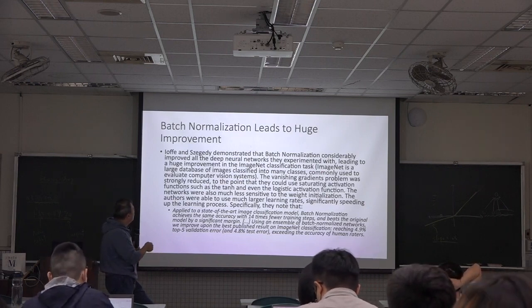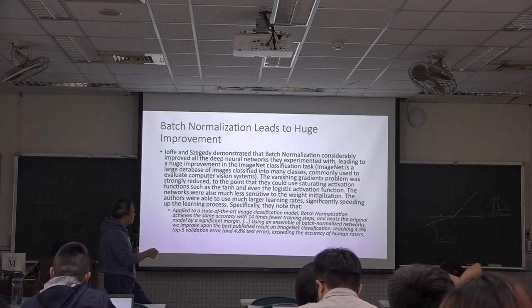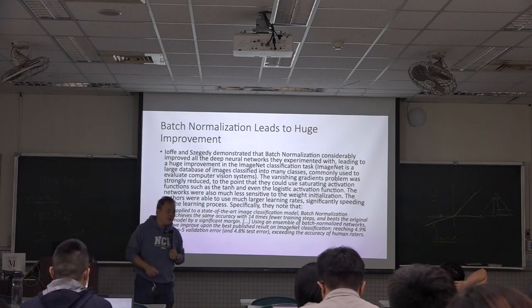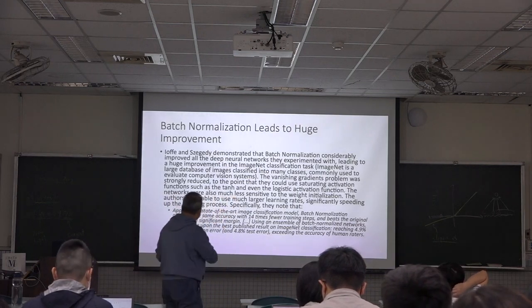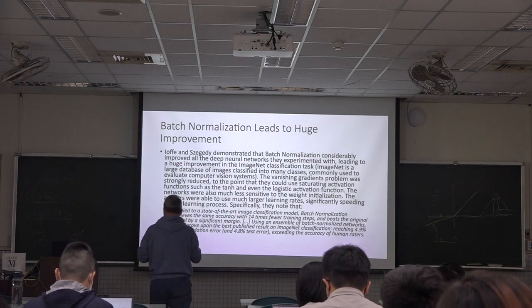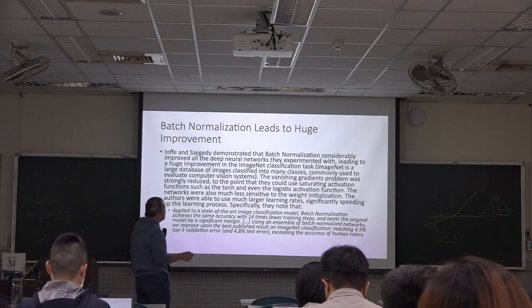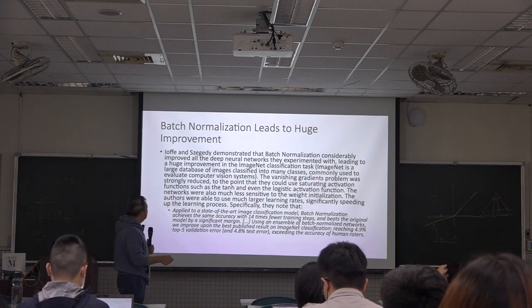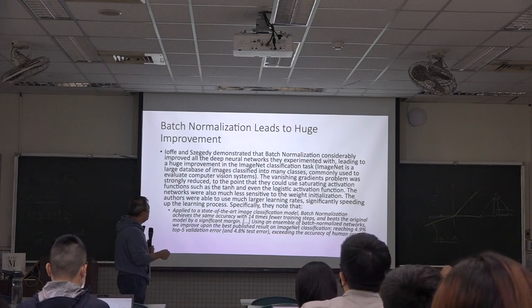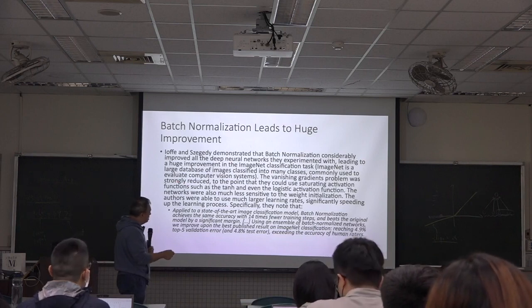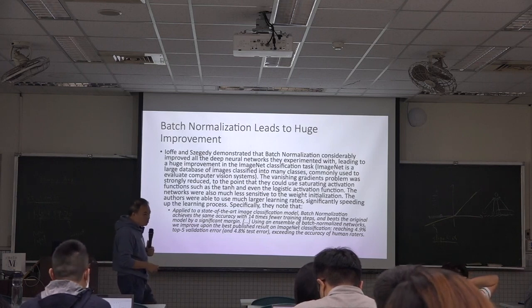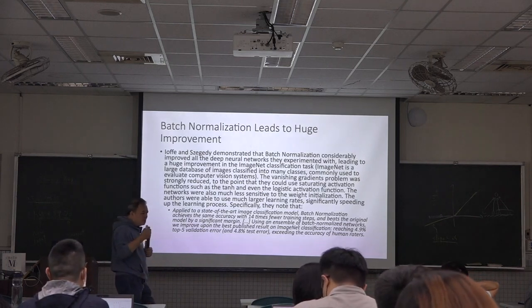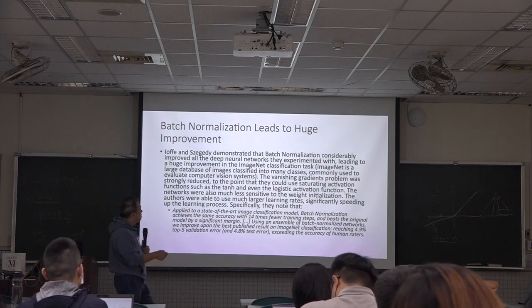ImageNet is a large database of images classified into many classes. If I remember, it's like 1,000 classes, and the image database is huge. So it is commonly used to evaluate computer vision systems. This was a famous problem in the old days. We are going to talk about this again when we talk about CNN.